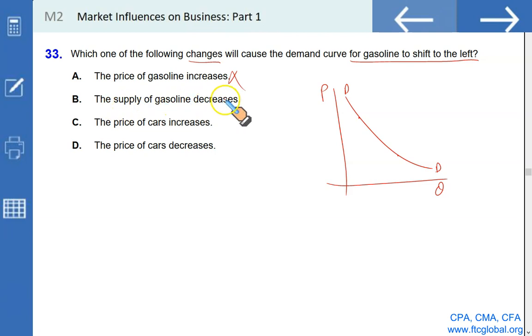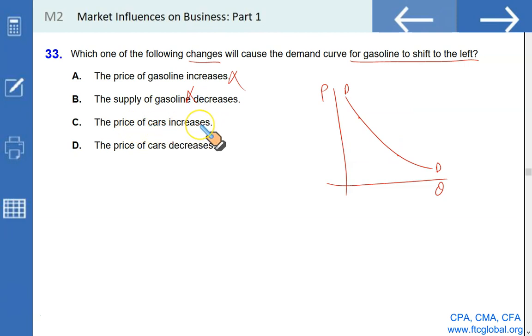The supply of gasoline decreases. If the supply of gasoline right now is at point S and it falls to S1, your demand curve stays the same. It is still in the same position. It's just that the quantity demanded might be lower, but this would not shift the demand curve. So this is incorrect as well.